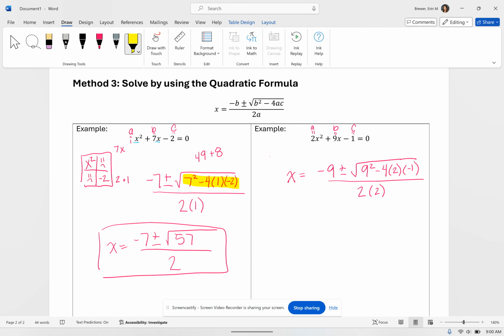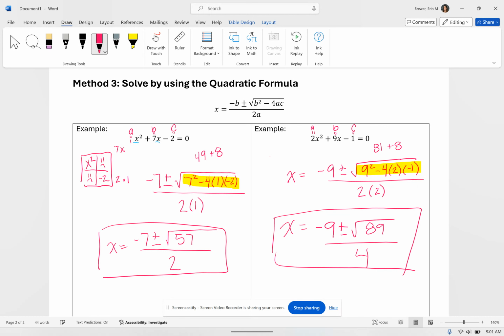Now again, you can plug this part into your calculator. I'm going to show my work for it. I know that 9 squared is 81. -4 times 2 times -1 is a +8. So when I rewrite my final answer, I have the -9 plus or minus square root still. 81 plus 8 is 89 all over 4. And again, we use this method when we cannot nicely factor the quadratic.